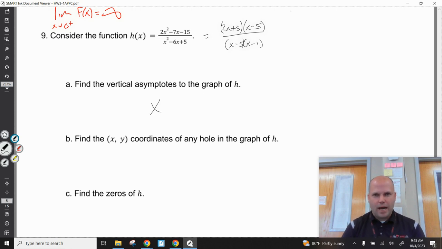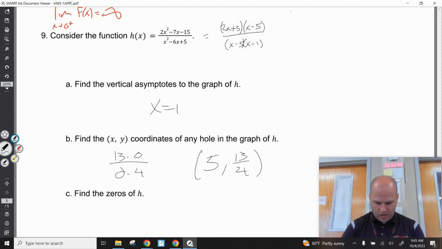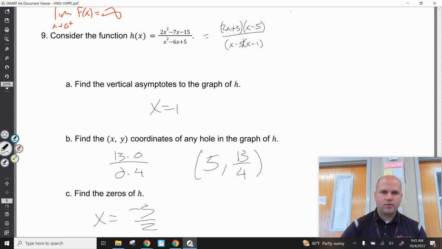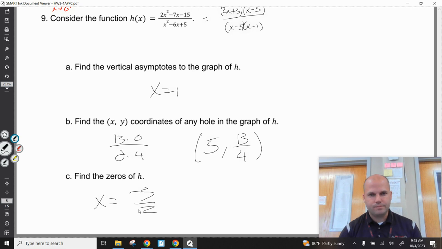Vertical asymptote, got to be at x equals 1. You're going to get a number over 0. Hole at 5. I can tell it's at 5. If I plugged in 5, I'd get 10 plus 3, which is 13, times 0 over 0 times 4. So 5, 13 fourths is the location of the hole. My 4s are just really looking bad these days. Where are my zeros? When the top equals 0 and there's not a 0 on the bottom, 2x plus 3 would be the only factor. Negative 3/2 would be my zero. And that's it.